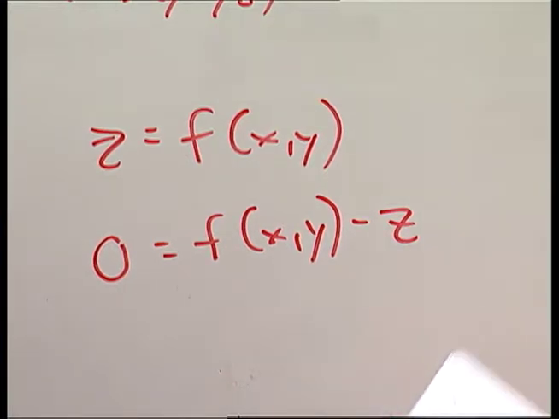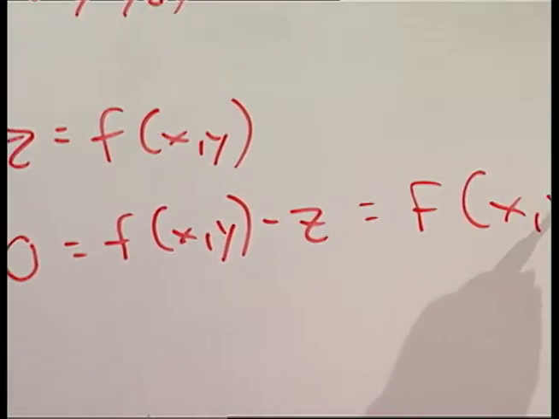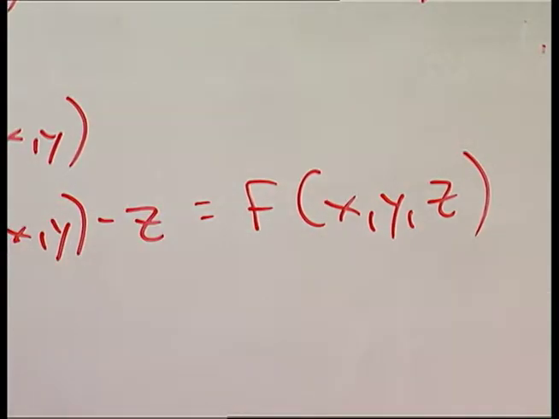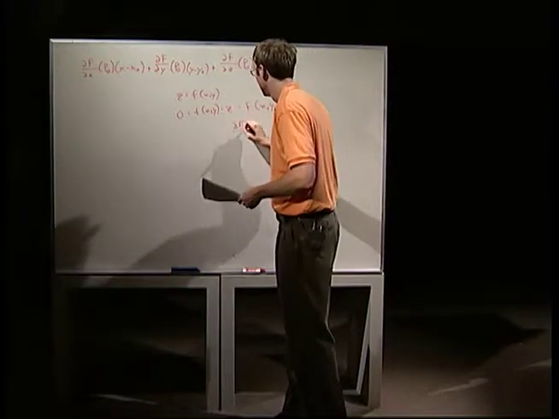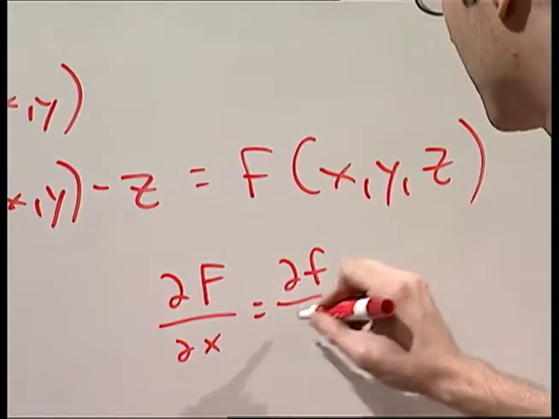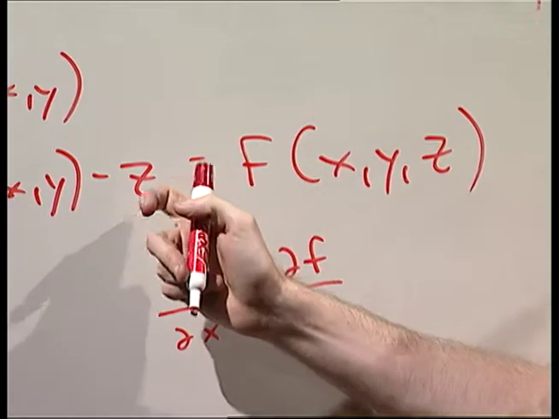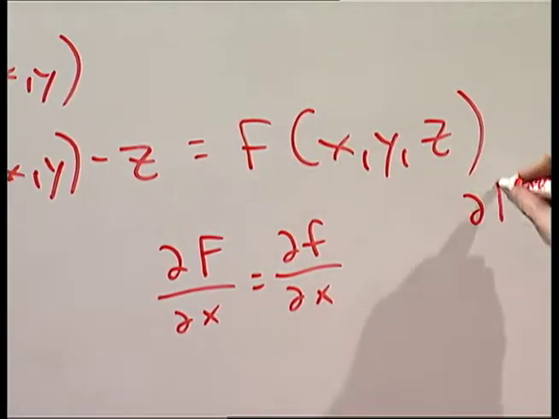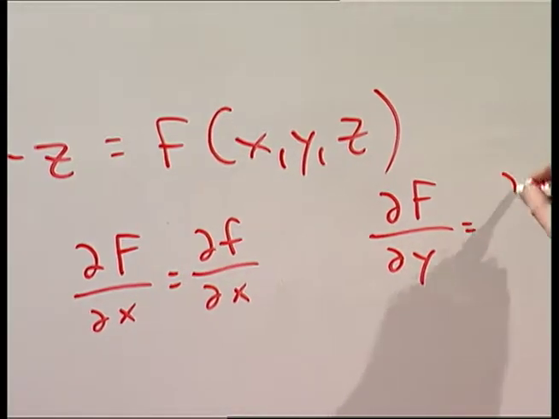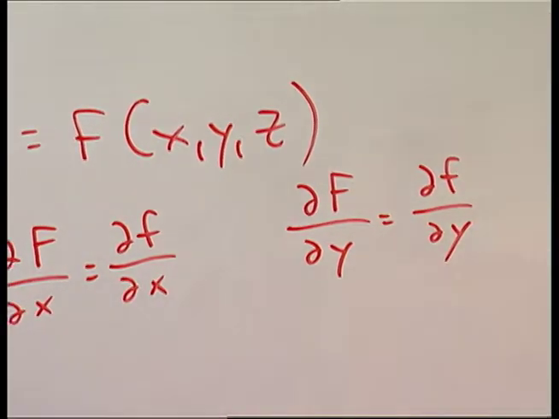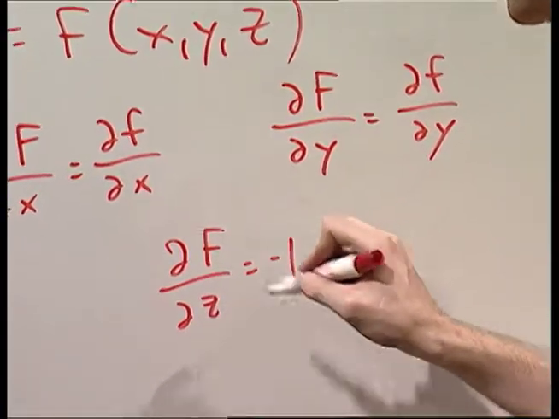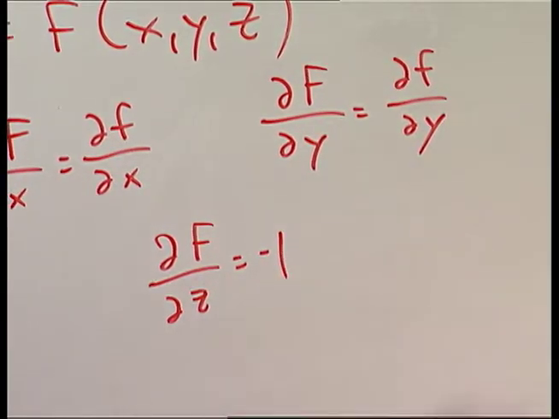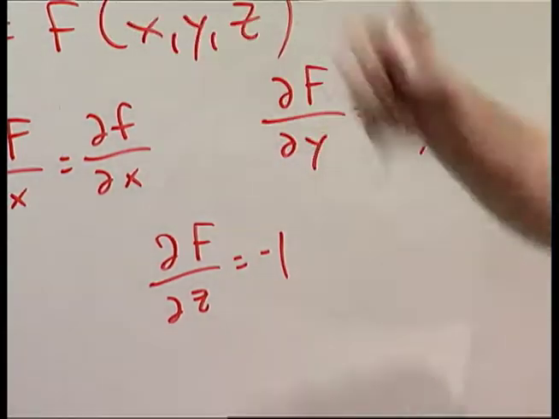And so if I consider this to be a function of 3 variables, now that's my big F. That's a function of 3 variables. There's my level surface. If I take partial derivatives, I get partial big F partial x is just partial little f partial x. And there's no x's and y's over here to mess this up. Partial big F partial y is just partial little f partial y. And what's partial big F partial z? Just minus 1, right? Because this is just a minus z. So this just becomes a minus 1 up here.